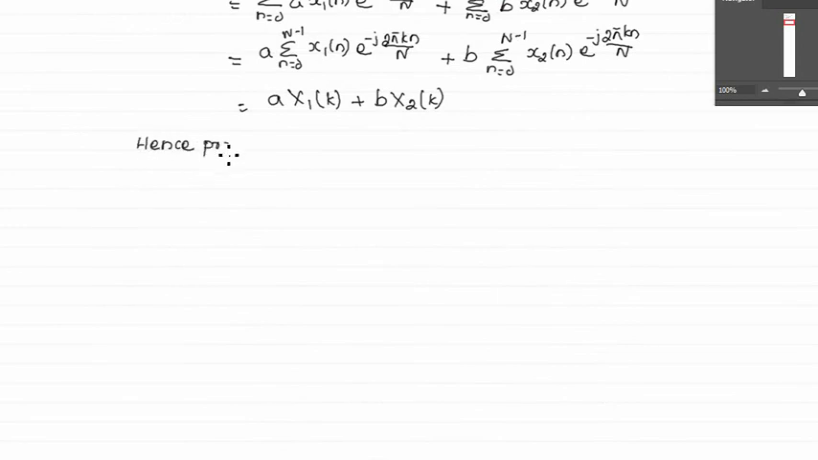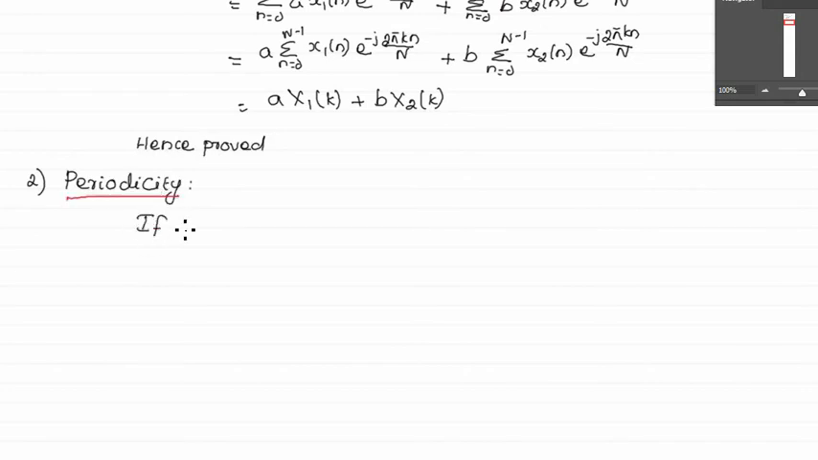So hence it is proved, when you are taking a into x1 of n plus b into x2 of n as input, when you are taking N-point DFT, it is equal to a into X1 of k plus b into X2 of k. Next, let us see the periodicity property.